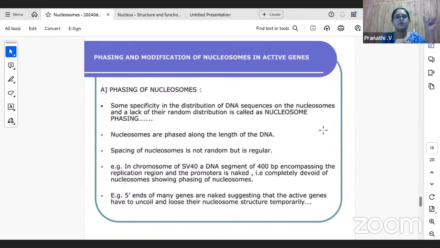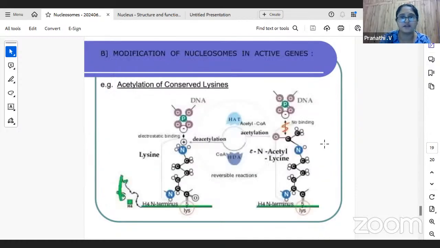Promoters are naked, that is, they do not have nucleosomes at all. So this is how it is arranged. So the 5' end of the genes are naked. That means that the active genes, whatever is present over there, has to uncoil, and the nucleosome structure is not going to be present at least during that uncoiling phase.